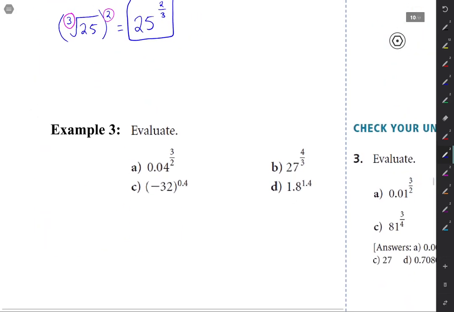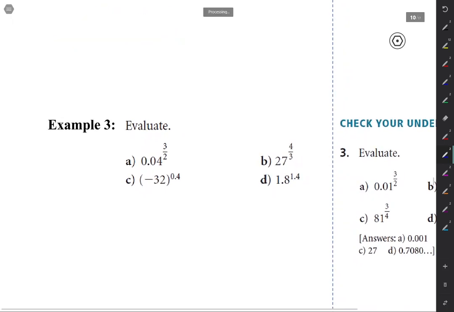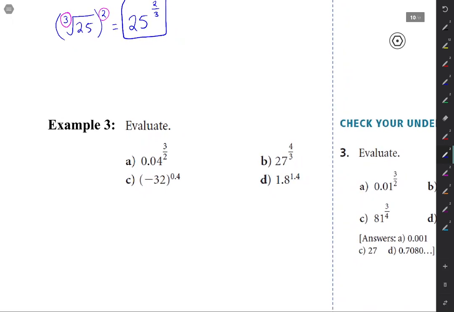So now let's actually evaluate some of these here with fractional exponents. Now I will give you a warning that some of these questions in our notes do require a calculator, but I promise you on a test I will not give you any numbers that you can't do without a calculator. So let's start off with A. We're looking at A here. We have 0.04 to the power of 3 over 2.